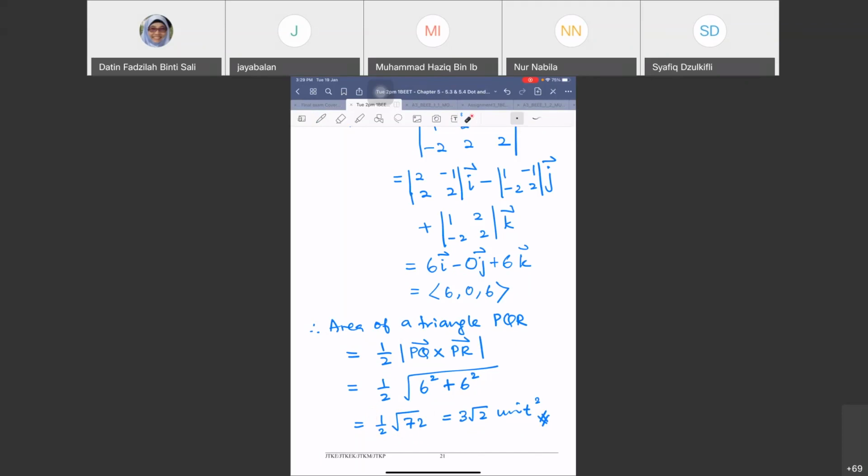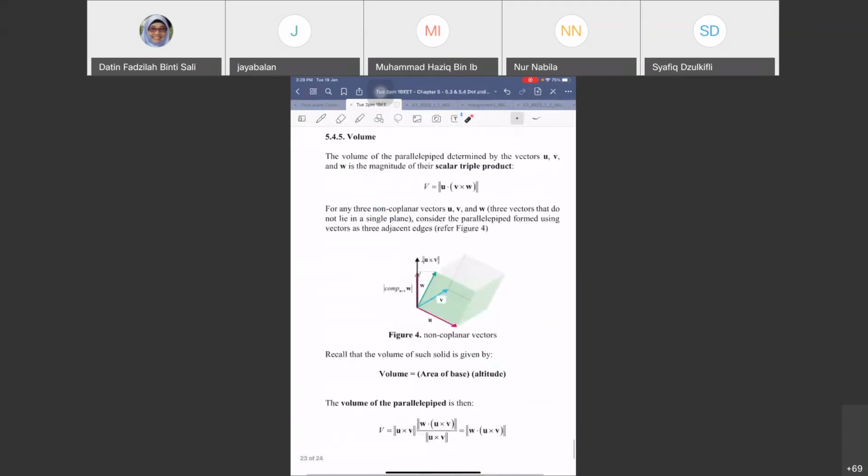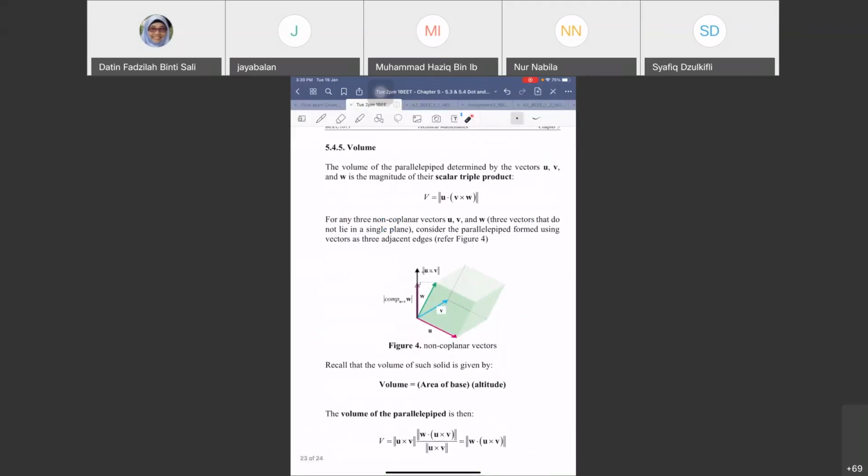Okay, the last one. This is now the last one before the break. This is the area of a triangle. This is the one that I mentioned about, the volume of a parallelepiped. Because this can also be drawn in three dimensions, since the vector product or cross product is a three-dimensional space vector. So you can have a three-dimensional diagram also. If two-dimensional is a parallelogram, then three-dimensional we call a parallelepiped.